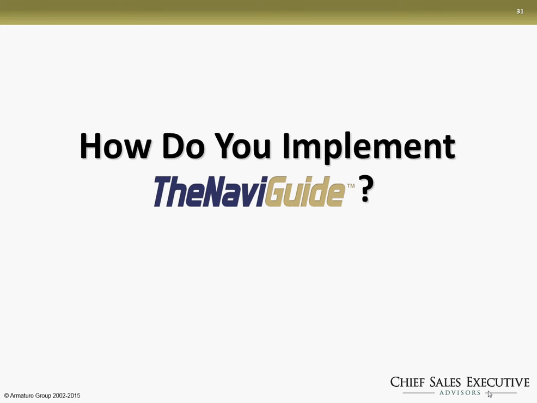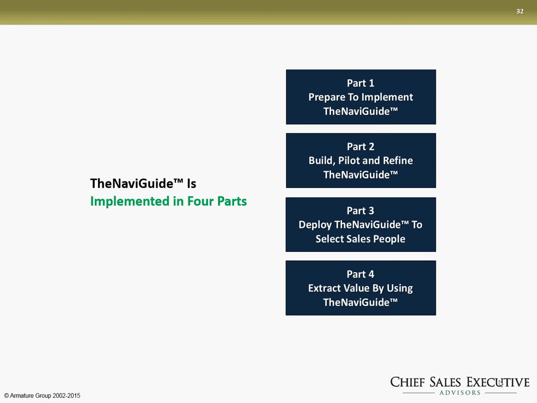Today our topic is, how do you implement the TheNaviGuide? The TheNaviGuide is implemented in 4 parts. First, we prepare the organization to implement the TheNaviGuide. Second, we build, pilot, and refine the TheNaviGuide. Third, we deploy the TheNaviGuide to a select group of salespeople. And fourth, we help you extract extra value from the TheNaviGuide that you've just built and deployed.